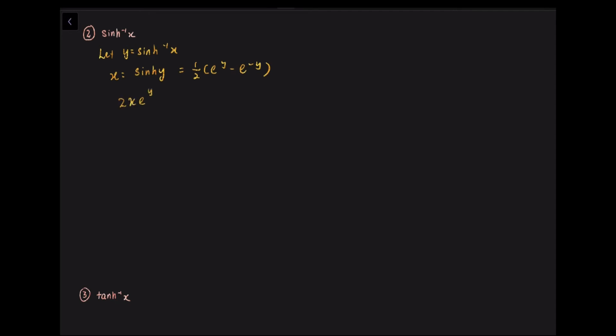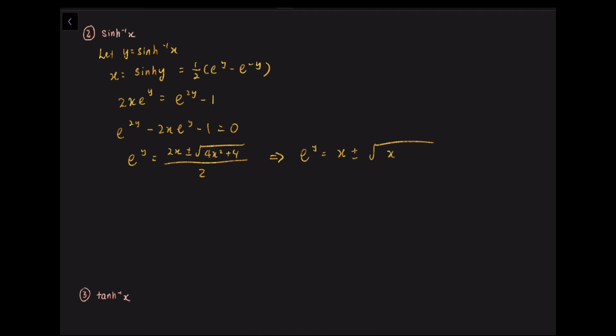Multiplying throughout by 2 e to the y, we obtain 2x e to the y equals e to the 2y minus 1. Rearranging it, we obtain a quadratic equation, and we can solve it and obtain e to the y equals 2x plus or minus square root 4x squared plus 4 over 2. And so e to the y equals x plus or minus square root x squared plus 1. Taking the logarithms of both sides, we obtain y equals ln of x plus or minus square root x squared plus 1, where y equals inverse sinh x.